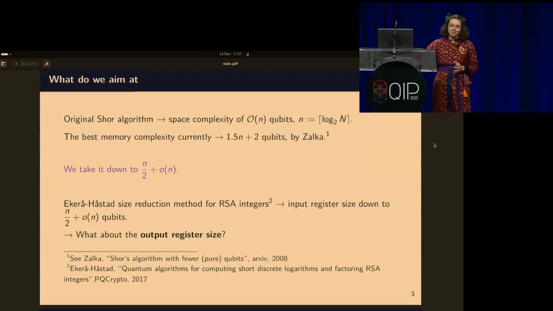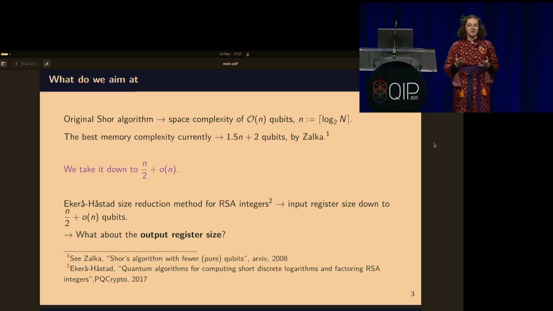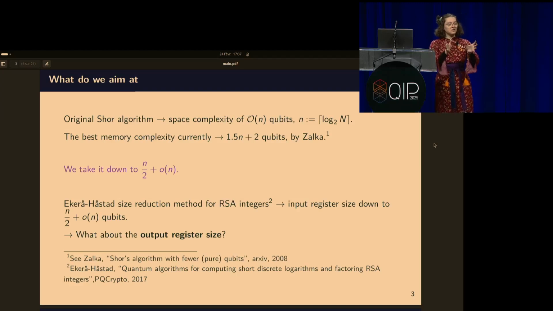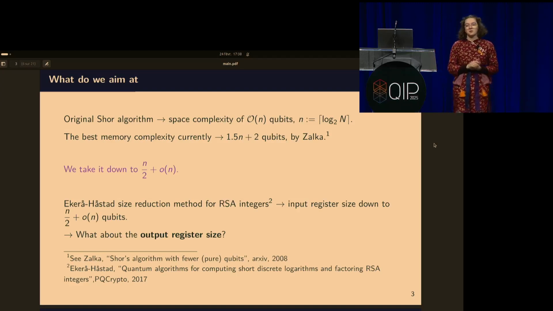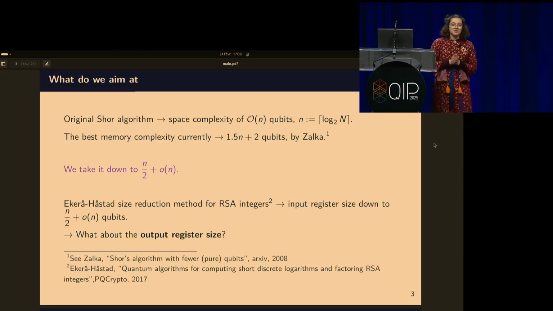To achieve this result, the first thing we do is we integrate our memory optimization into a previous existing one that is due to Ekerå and Håstad, and that allows us to shrink the size needed for the input register of the algorithm down to n over 2 plus a negligible amount of qubits. This optimization doesn't affect at all the size of the output register. So once we've acknowledged that, the natural question remaining is what can be done about the size of the output register, and is there a way to reduce it too?